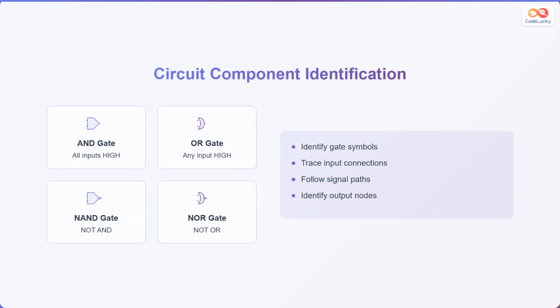In this slide, let's explore circuit component identification. First, identify the various gate symbols used in the circuit, such as OR, NAND and NOR gates. Next, trace the input connections to each gate. Then, follow the signal paths through the circuit. Finally, identify the output nodes where the final result of the circuit is produced.